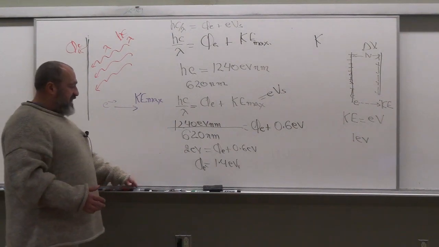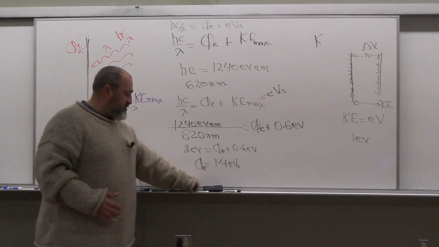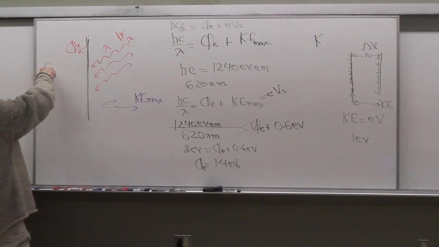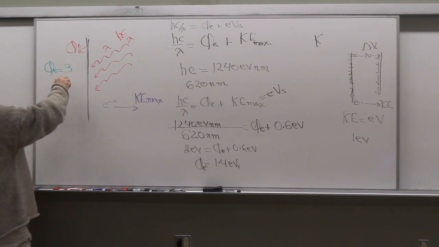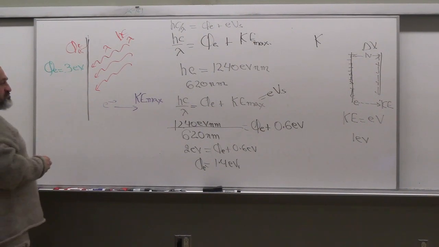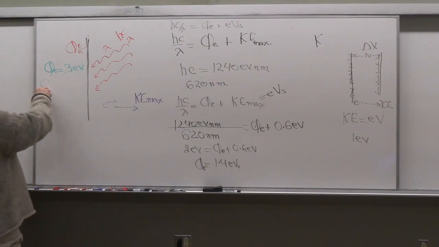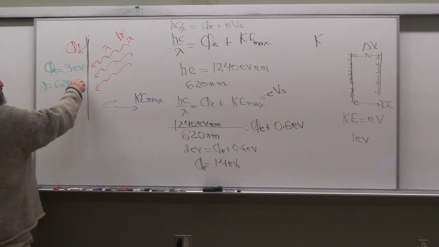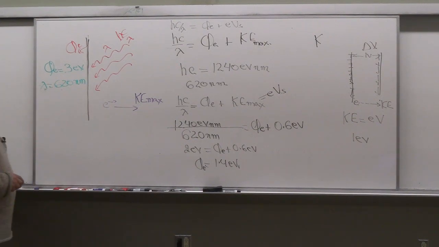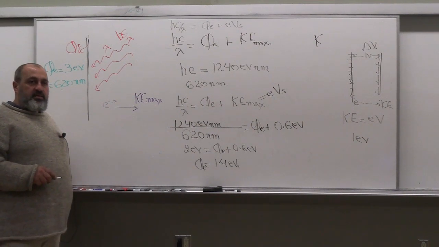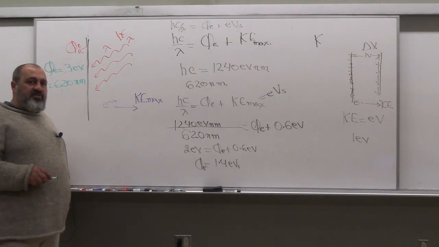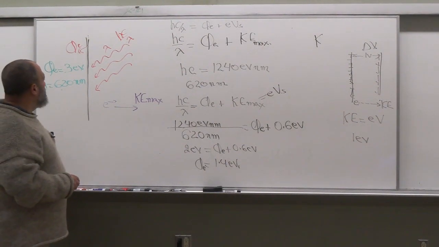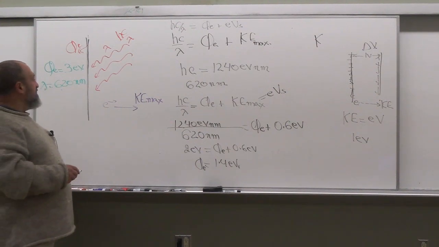Let's do this discussion here on the side. If you have a metal surface where phi electric, let's say, is equal to 3 eV, and you've got light coming in, and lambda is equal to 620 nanometers, a question would ask you, what is the stopping potential? Pause this video for a second and think about it. What is the stopping potential when I have something like that?